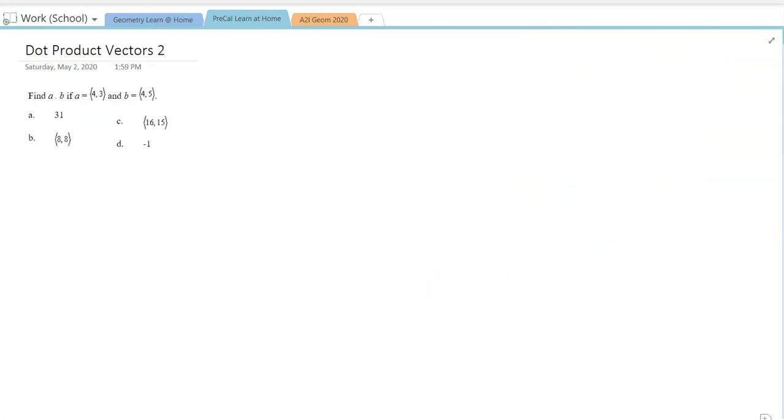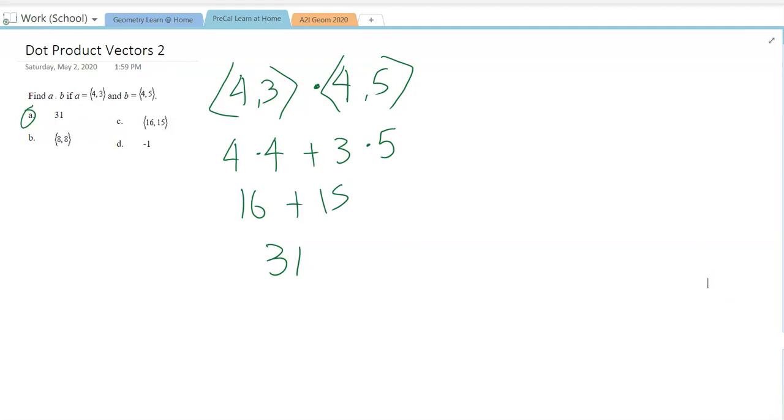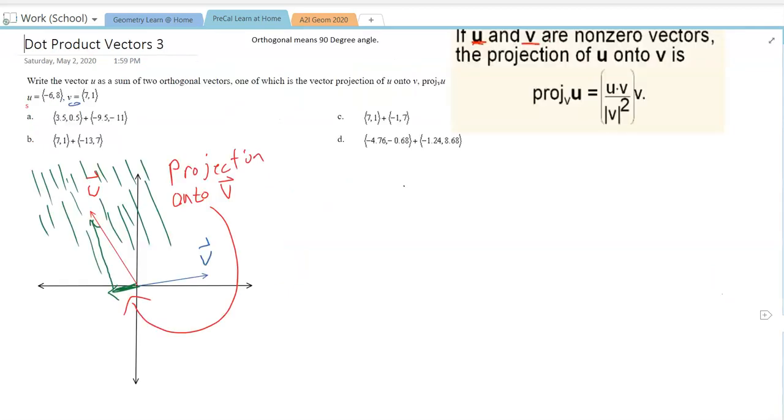Okay, question number two. Find the dot product of A, B. Looks like all we need to do is do the same dot product that we did before. Okay, so that's pretty straightforward as they get. For question number three, now these next two questions do take a decent amount of work.